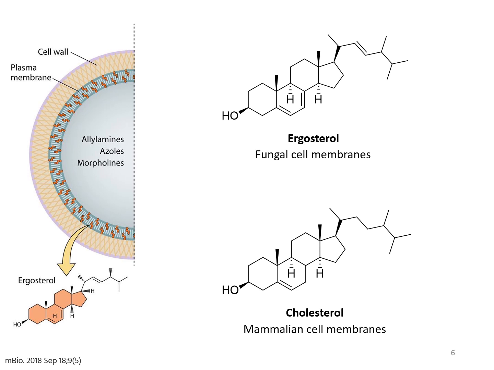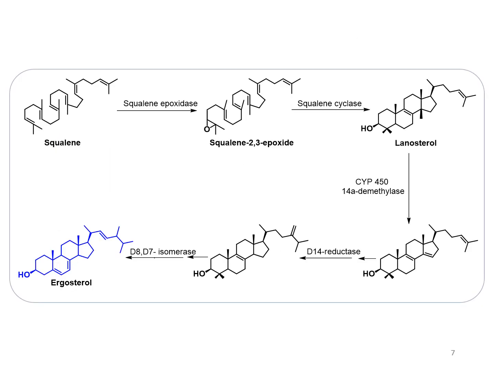The structure of ergosterol differs from that of cholesterol by the presence of additional double bonds on the B ring and the acyl chain. Let's consider how ergosterol is synthesized and what are the enzymes that have been inhibited by the developed antifungals. The precursor from which sterol is synthesized is called squalene. Squalene is an aliphatic hydrocarbon. It first undergoes epoxidation via squalene epoxidase that can be inhibited by allylamines.